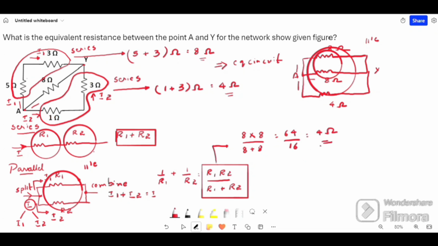Again we'll draw the equivalent circuit. In the equivalent circuit, now we'll replace both 8 ohm resistors by 4 ohm and we'll retain the 4 ohm resistor. This is point A, this is point Y.